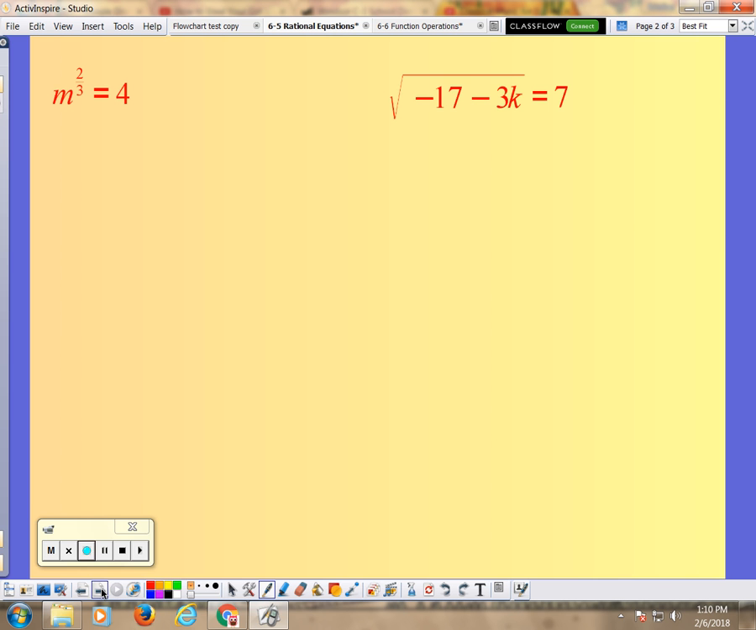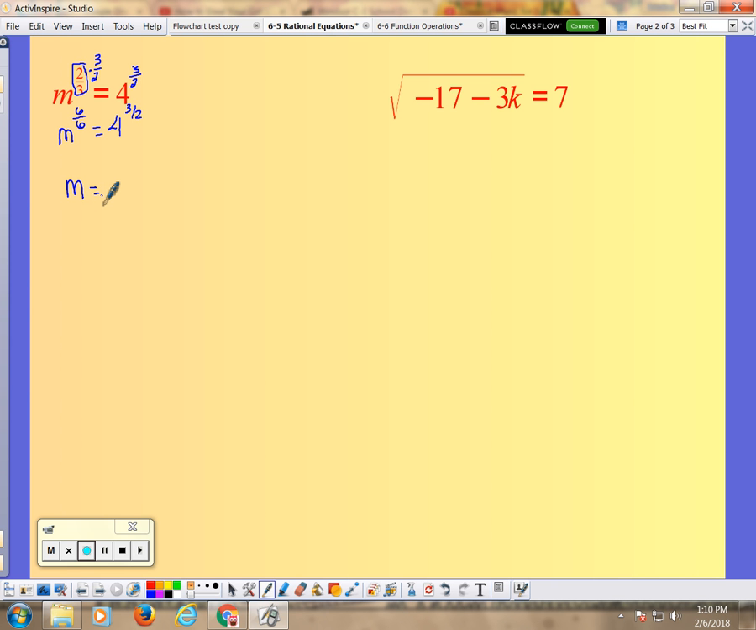How do I change this 2/3 up here to a 1? That's right, we multiply by its reciprocal. So if I multiply one side by that reciprocal, I must do the other side as well. Not multiply by it, but raise it to that reciprocal. So this becomes m to the 6/6 equals 4 to the 3/2. Well, 6/6 is 1, so I get m equals.